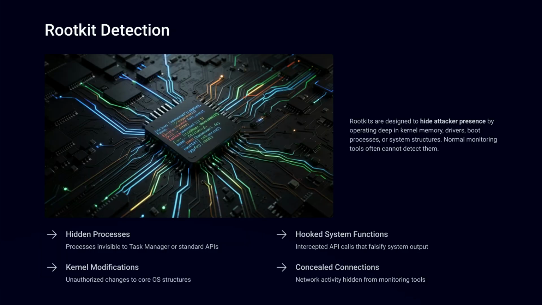Rootkits are designed to hide attacker presence by operating deep in kernel memory, drivers, and system structures. Normal monitoring tools often cannot detect them. Detection involves identifying hidden processes, hooked system functions, kernel modifications, and concealed network connections.